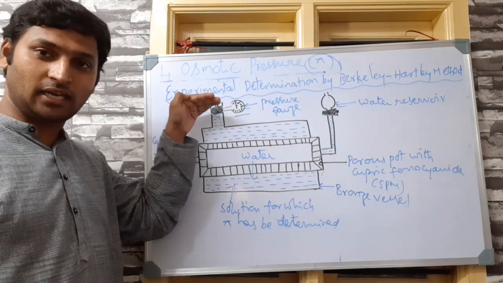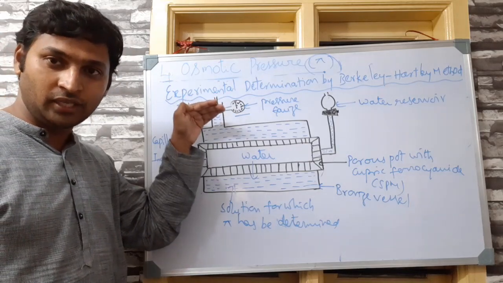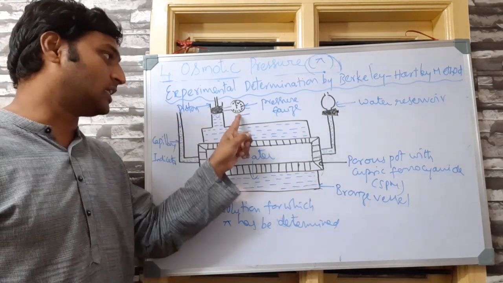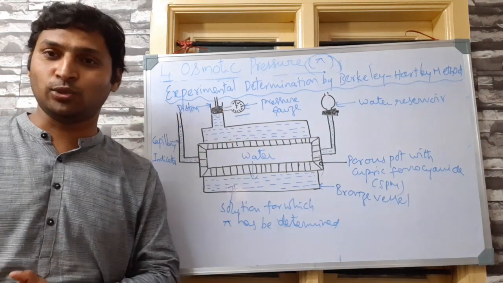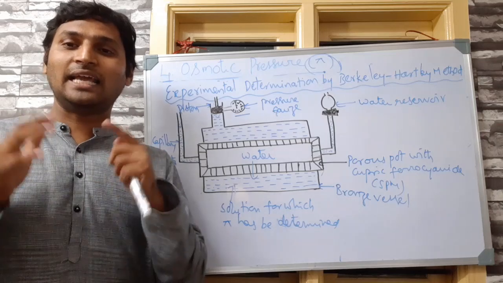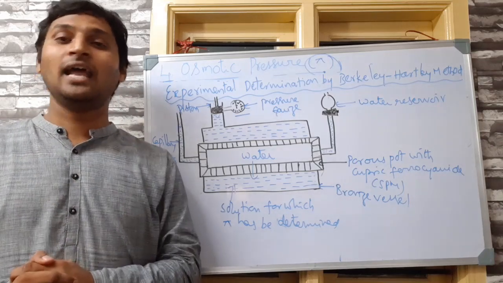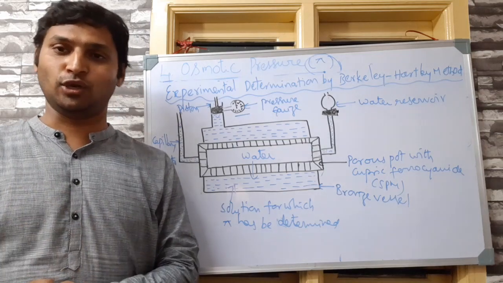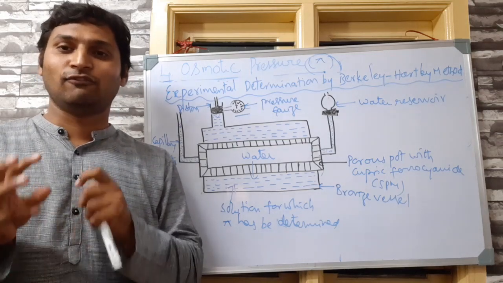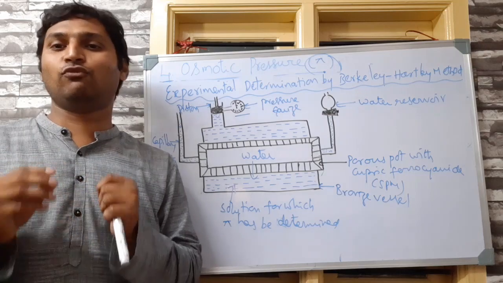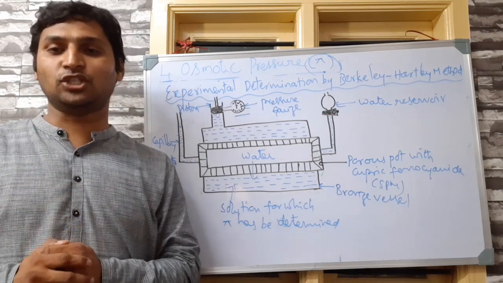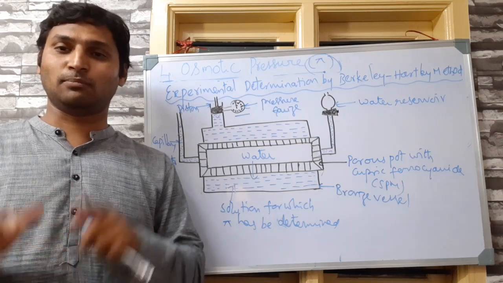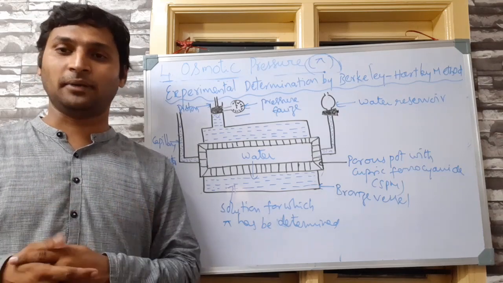Then we will apply pressure here by putting weights on the piston and check at what pressure this level remains constant. That pressure is called the osmotic pressure of this solution. This is called the Berkeley-Hartley method of determining osmotic pressure for a given dilute solution. Clear? With this, we have finished the complete knowledge required for understanding osmosis and osmotic pressure, both theoretical as well as mathematical. Okay?